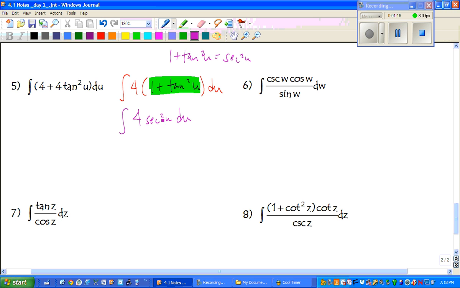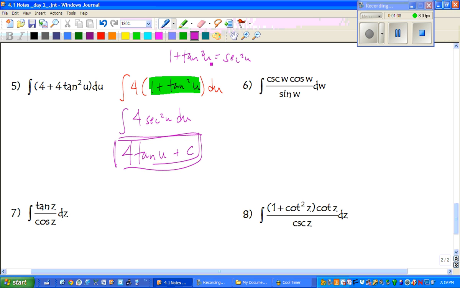Now we've got it, so we have the secant squared of u. That's one we know. That's the derivative of tangent. So the antiderivative of secant squared is going to be tangent of u. The constant stays out in front, times the antiderivative, which is tangent of u, plus c.